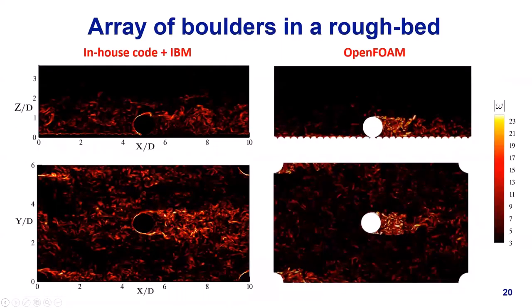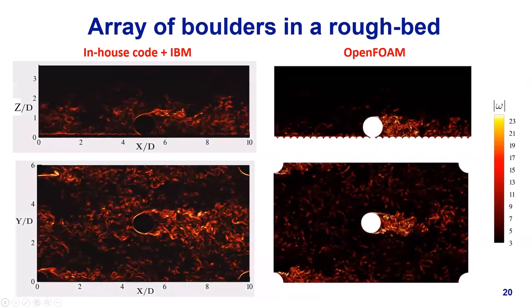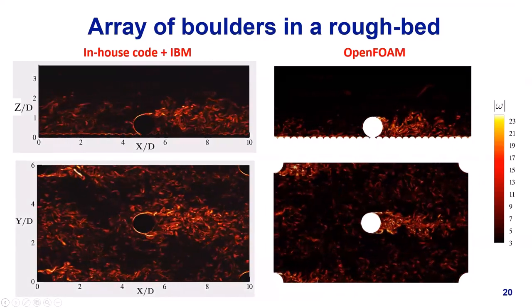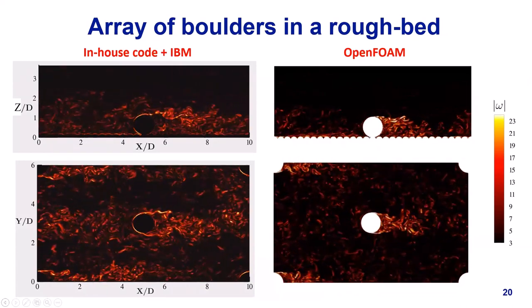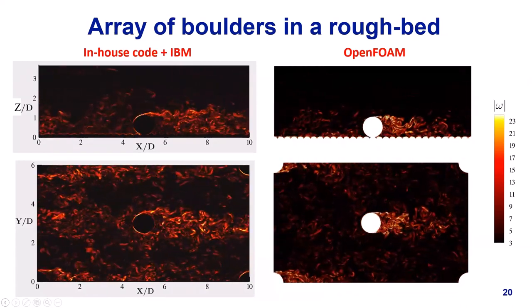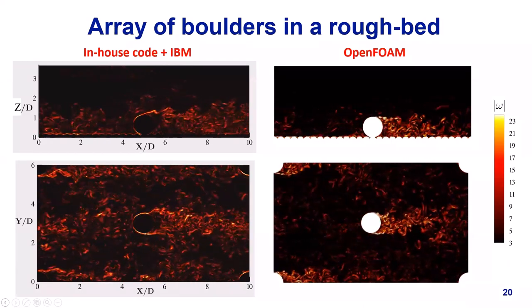Because this is the vorticity magnitude. The results with the OpenFOAM, as I was mentioning, are still not the best, and it's just because of the grid. So we are still working on improving the grid.